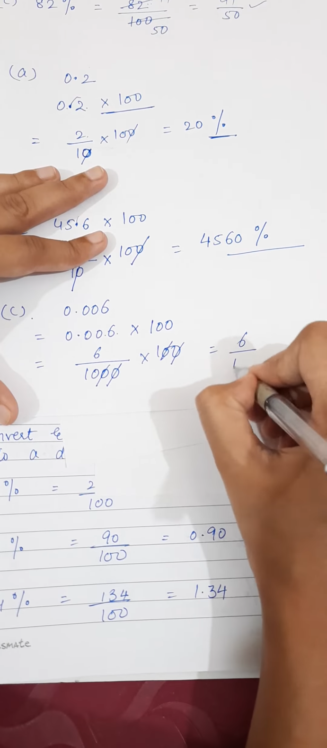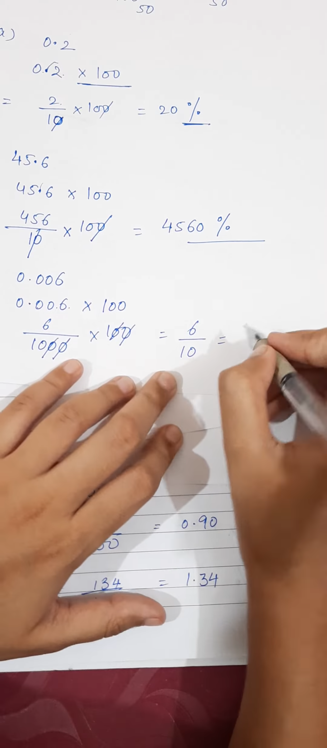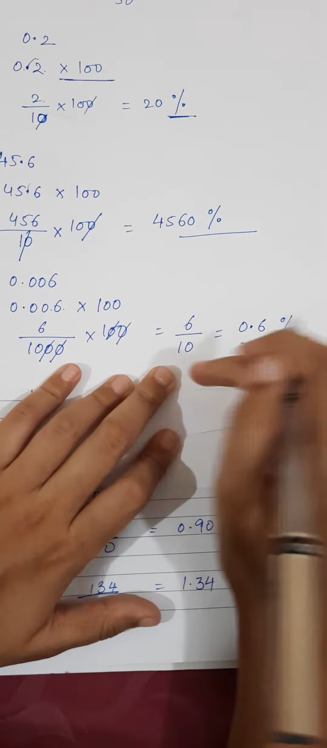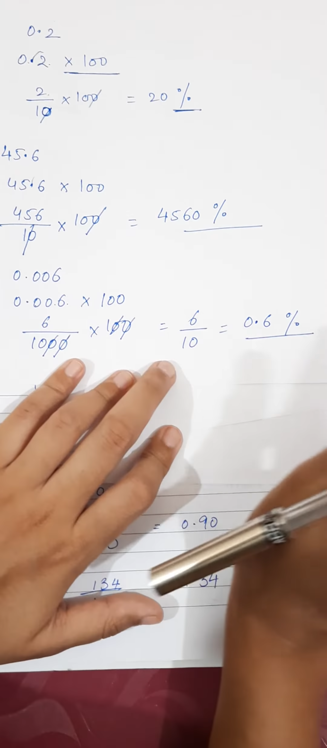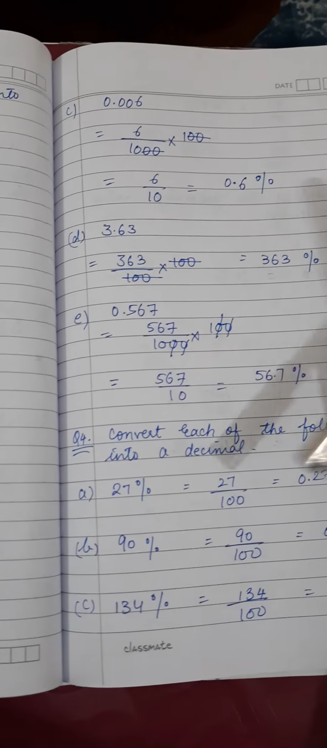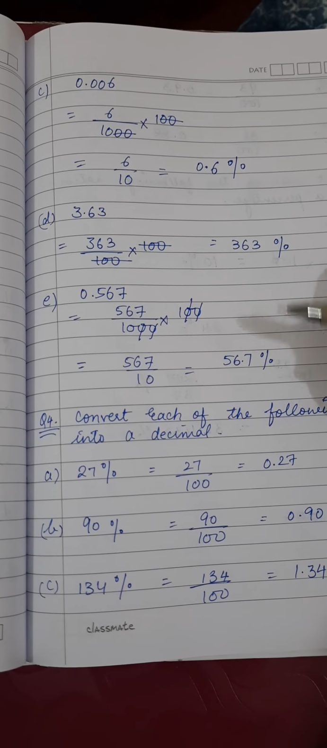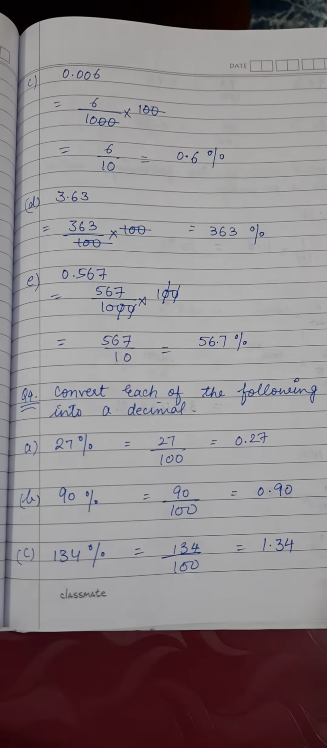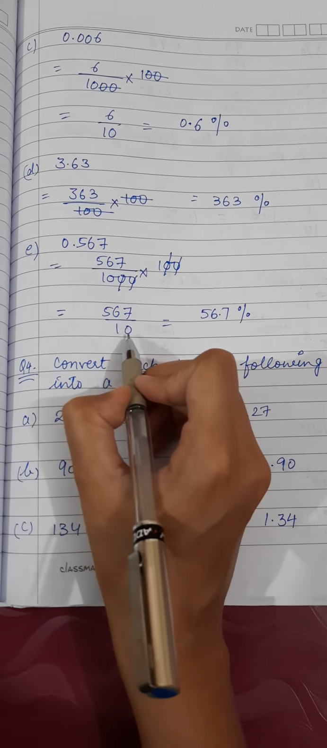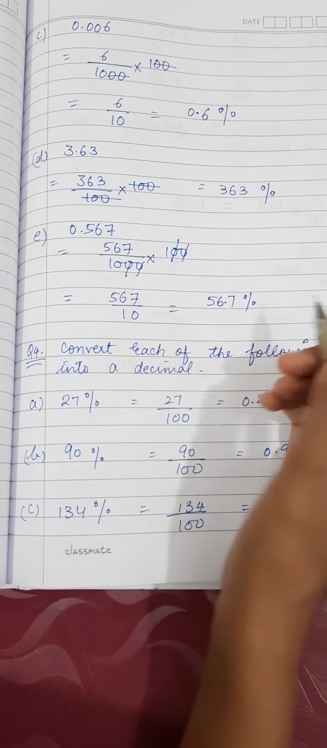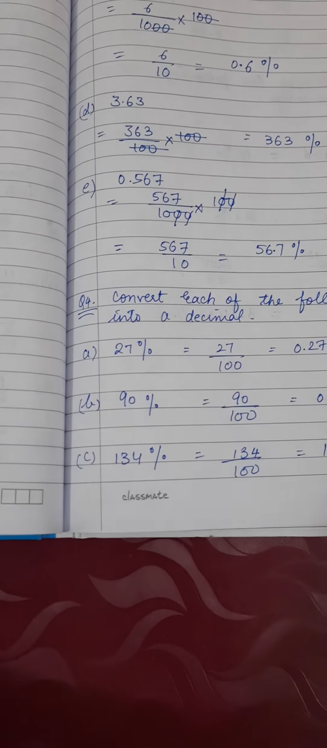It is 6 upon 10, and this I can write in decimal also, 0.6%. Okay, I have just converted this into decimal. So this is your C part. Similarly, D and E part, try by yourself. E part is similar to C part. In the denominator it is 10 written here, so to remove this 10 I am going to change it to decimal and then percentage.